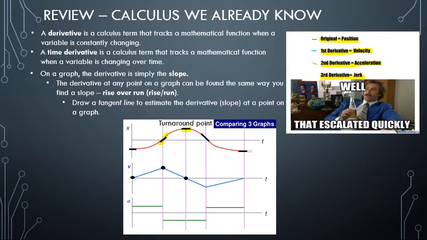Then let's look at our next 2 points. Here, we've got a downslope. We're going downhill, so that's a negative velocity, right? Going down into the negative direction. So our slope should be negative. And then here at the end, we've flattened out again. We've leveled off. We're not going anywhere.